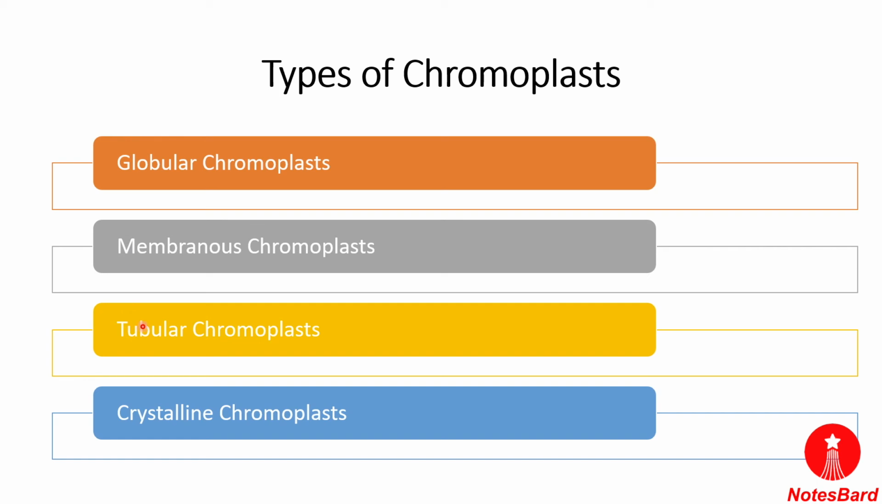Next is tubular chromoplast. The carotenes are present in lipoprotein tubules. For example, red fruits of capsicum, rose. So these are the examples of tubular chromoplast. Next is crystalline chromoplast. There is pure carotene which is embedded as crystals. It can be carrot roots that contain beta carotene, and tomato fruits which contain lycopene. So these are the examples of the types of the chromoplast.